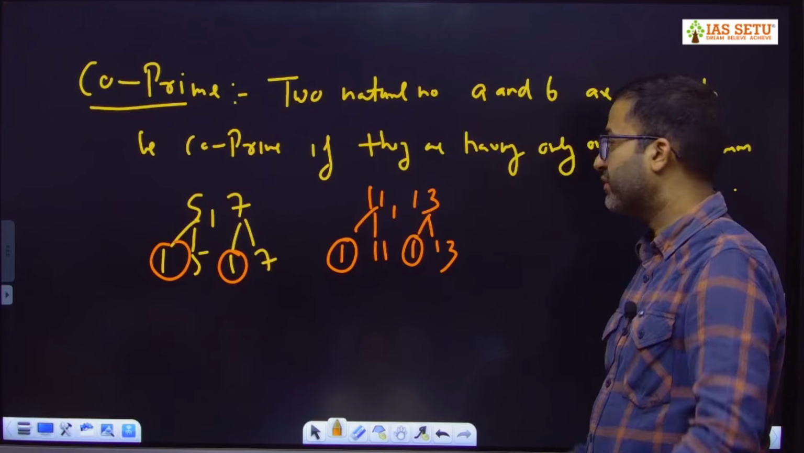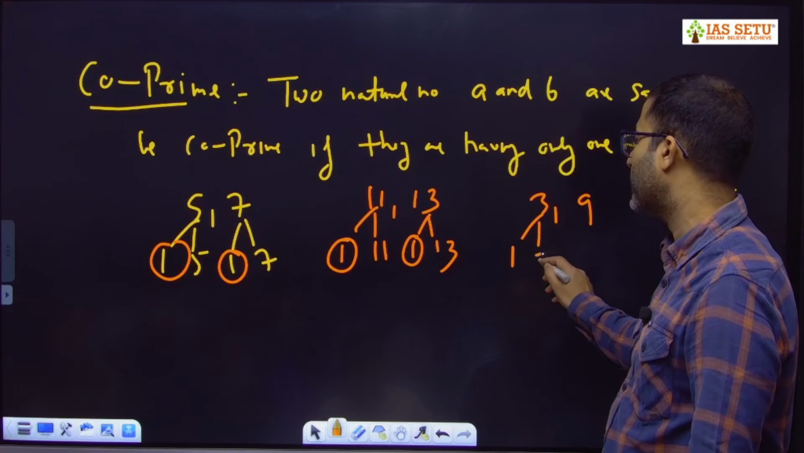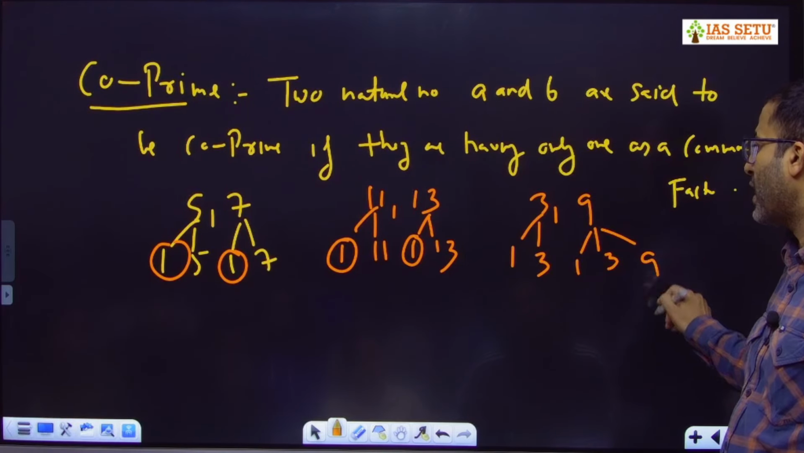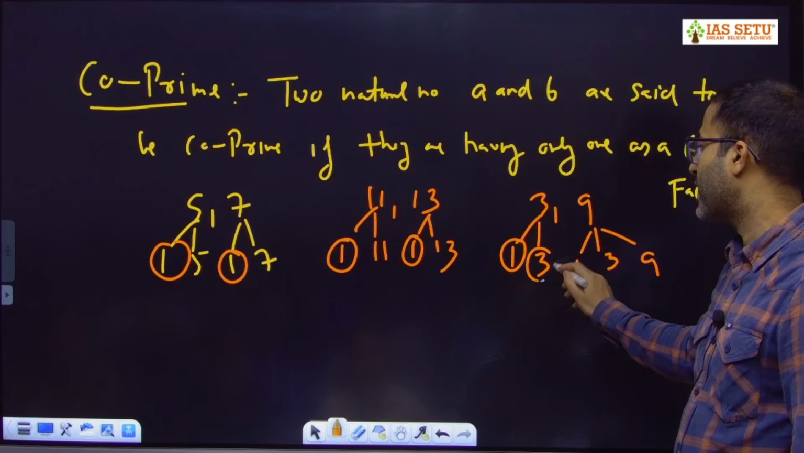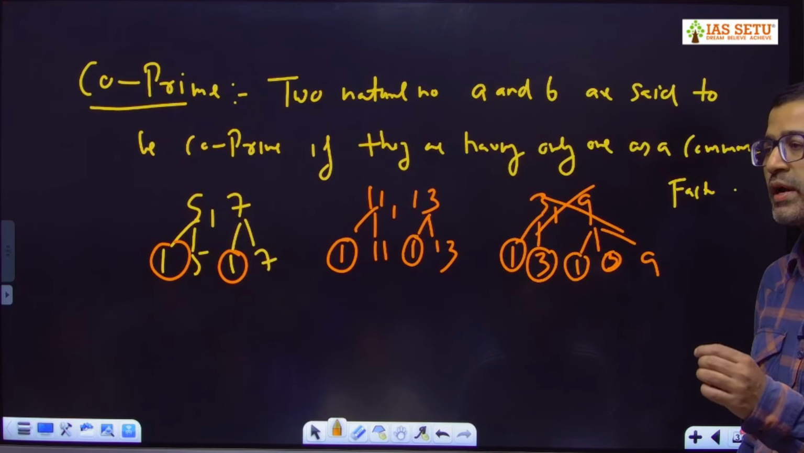I give one negative example, 3 and 9. What are the factors of 3? You have 1 and 3. What are the factors of 9? You have 1, 3, 9. Since they have 1 as well as 3 common, that's why 3 and 9 are not co-prime to each other.